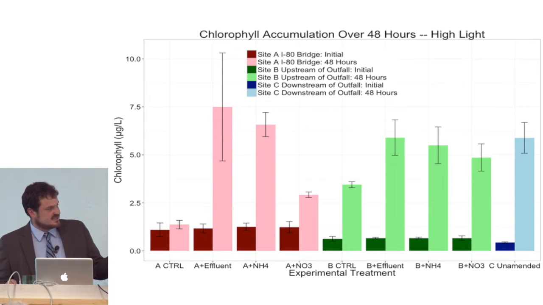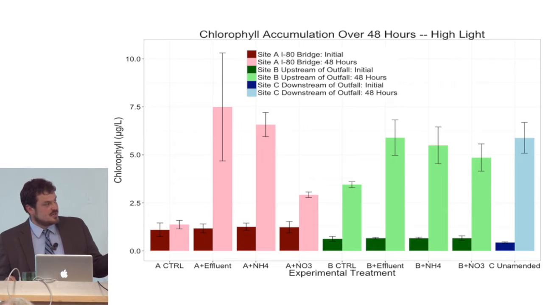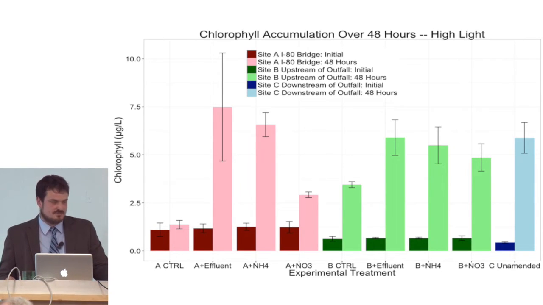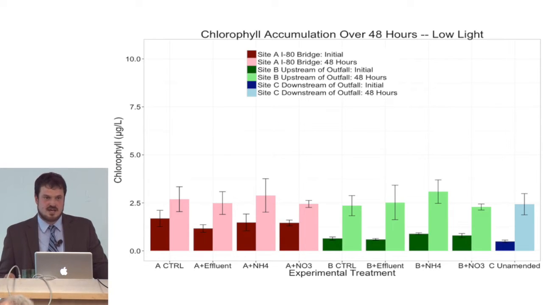And this is at T0 and T48. So what we found is when you add effluent or ammonium, or nitrate, or even if you just take the water out of the river and hold it at high light and don't do anything to it, you get an average 11-fold increase in chlorophyll concentration. But if you do this at low light levels, you do get growth, but you get much less.